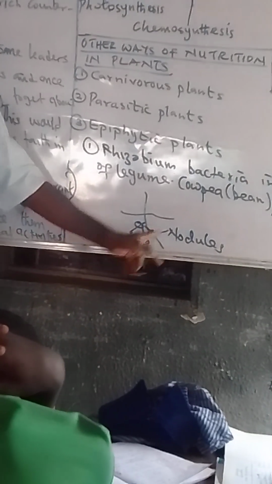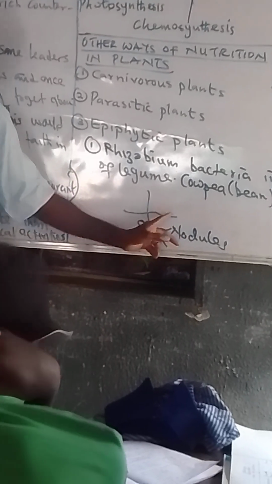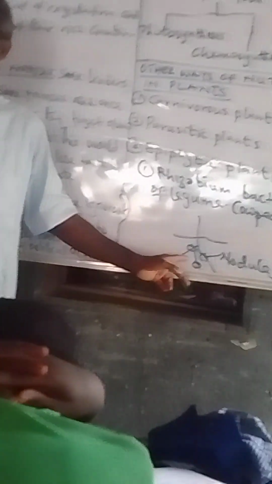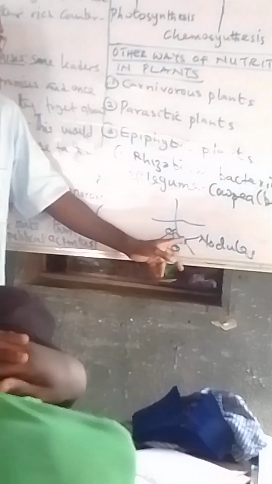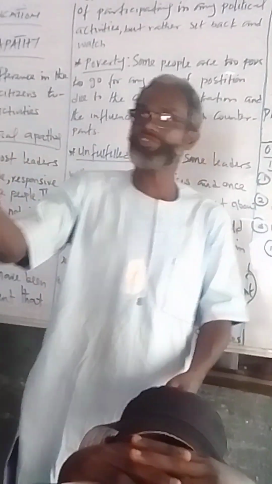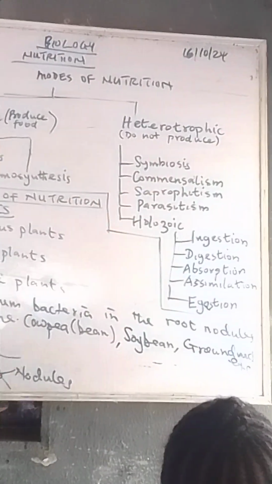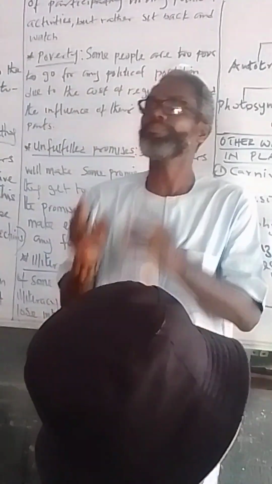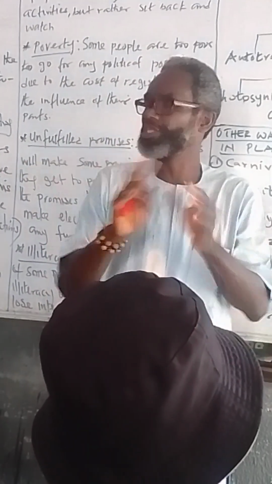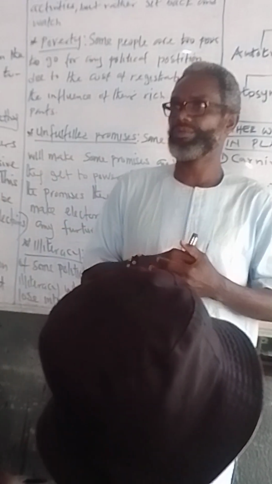By symbiosis, the rhizobium is benefiting and the plant is benefiting. How is the plant benefiting from the bacteria? This bacteria helps to fix atmospheric nitrogen and turn it to nitrate for plant growth. That's enough.